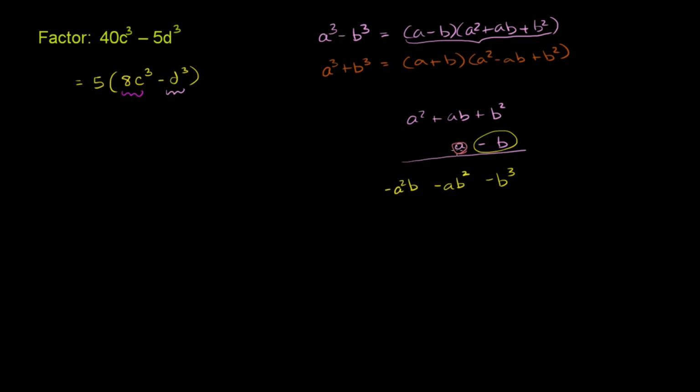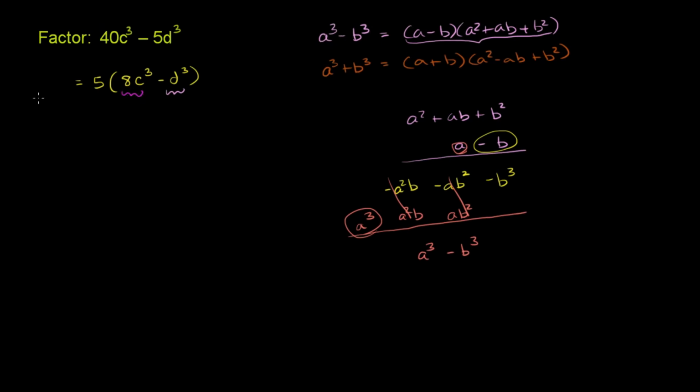And now let's multiply an a times all of that stuff. So a times b squared, so ab squared. A times ab is a squared b. And then a times a squared is a to the third. When you add them all together, these guys cancel out, these guys cancel out, and you're just left with a to the third minus b to the third. So hopefully you now see that this does work out. And this is a very special case, difference of cubes.